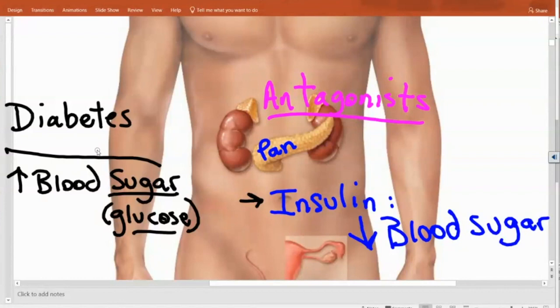Hey, so you never have to do it like that again with some of these. Just pick one and own it. Own insulin. What does insulin do to blood sugar? So glucagon has to do the other. It has to raise it.